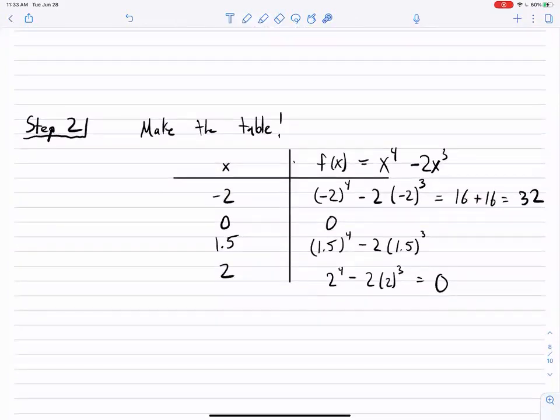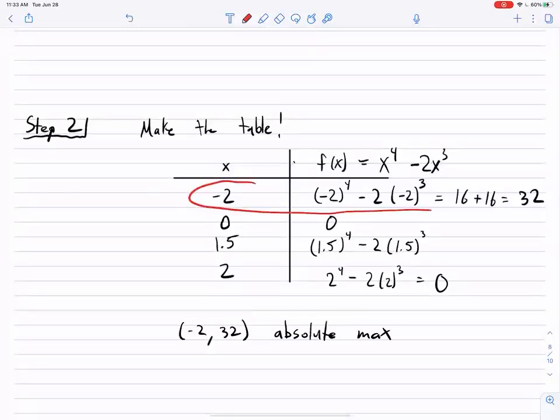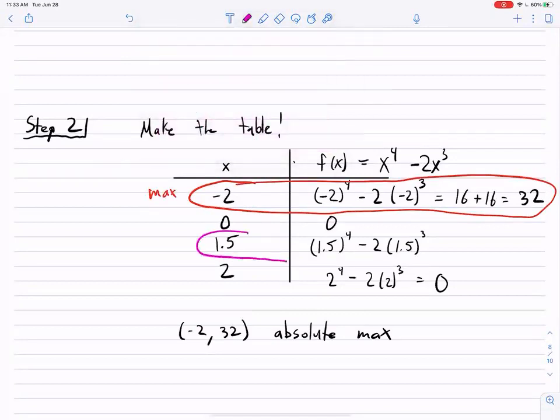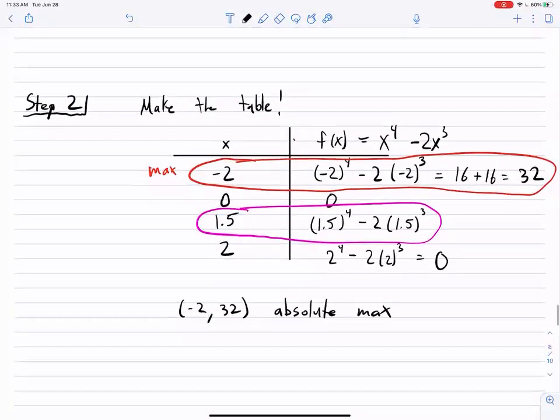And so this one is going to be our absolute max. So the point -2, 32 is the absolute max. And so what you could do is you could just circle it. So that is our max. And then this one is going to be our min because I know that this number is negative because 1.5 to the fourth is going to be smaller than 2 times 1.5 cubed. And so I know that number is less than 0. I don't know what it is exactly, but it's less than 0.